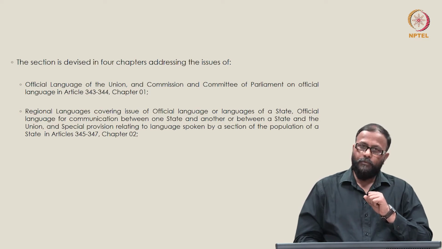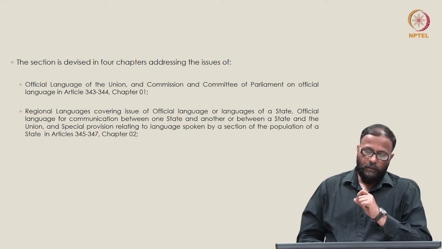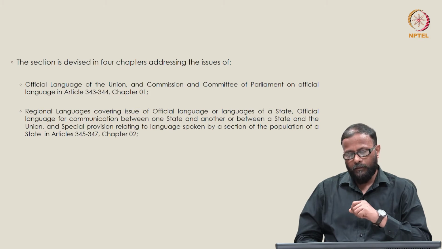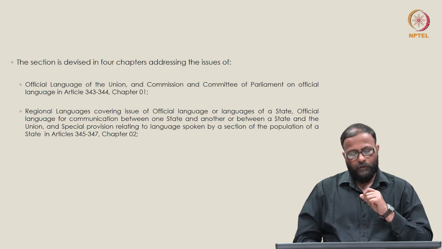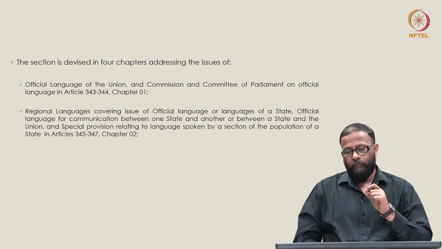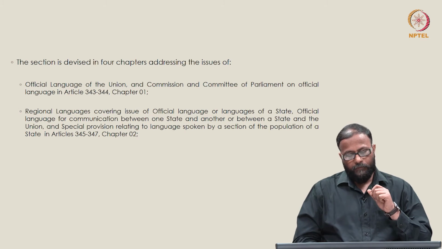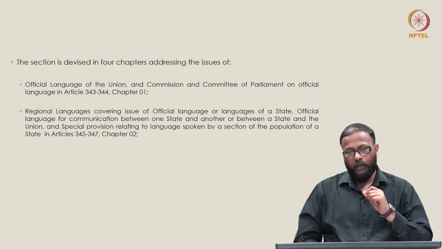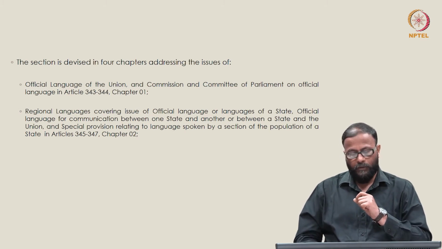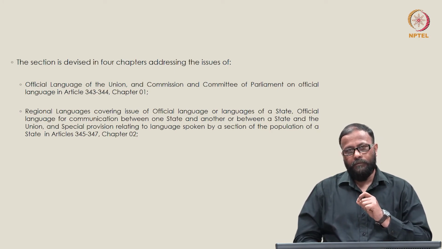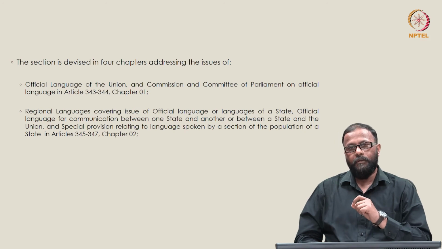Then we have Chapter 2, that is regional languages, covering issues of official languages or languages of the state, official language for communication between one state and another, or between a state and the Union, and special provisions relating to language spoken by a section of the population of a state, from Article 345 to Article 347.